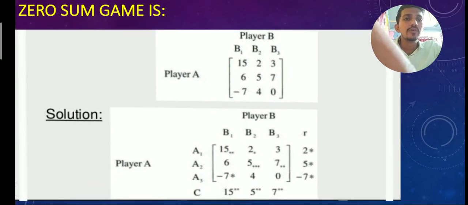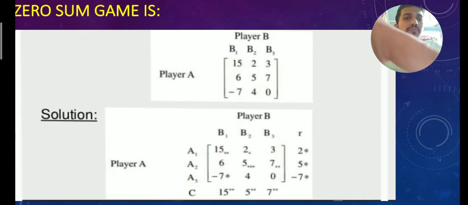Solution. We need the row minimum and column maximum. In row A1, 15, 2, 3, the lowest is 2, so we put 2 in the row minimum. Next is A2: 6, 5, 7, the smallest is 5, so we put 5. Next is A3: minus 7, 4 and 0. Minus 7 is the minimum value, so we put minus 7.